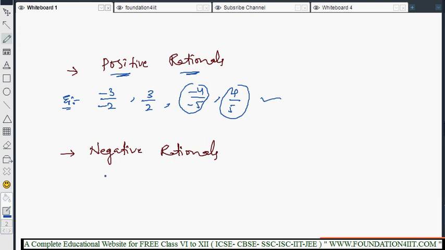Now a negative rational: if its numerator and denominator are of opposite sign, then we can say it is a negative rational. For example, numerator is minus 3 and denominator is plus 4, or numerator is plus 2 and denominator is minus 5. So if the numerator and denominator are of opposite sign, they are said to be negative rationals. This is the brief information about rational numbers.